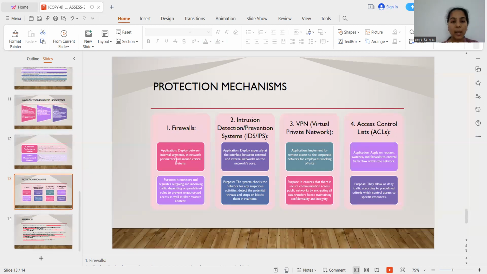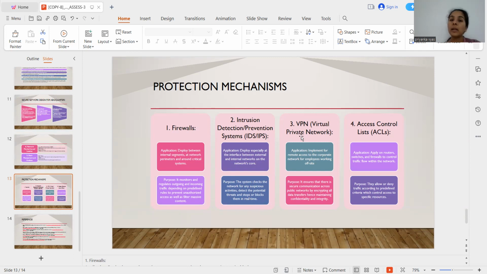In that, firewalls are deployed between internal segments, at network perimeters, and around critical systems. Its purpose is that it monitors and regulates outgoing and incoming traffic depending on predefined rules to prevent unauthorized access as well as filter malicious content. Second one is the intrusion detection and prevention system, deployed especially at the interface between the external and internal network. Its purpose is that the system checks the network for any suspicious activity, detects potential threats, and stops or blocks them in real time.